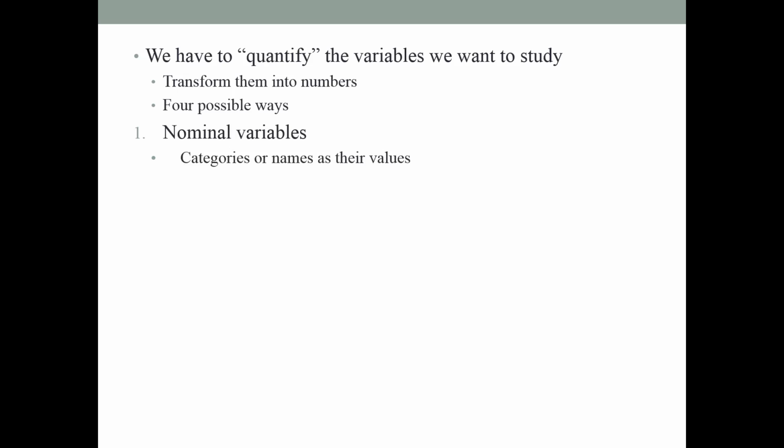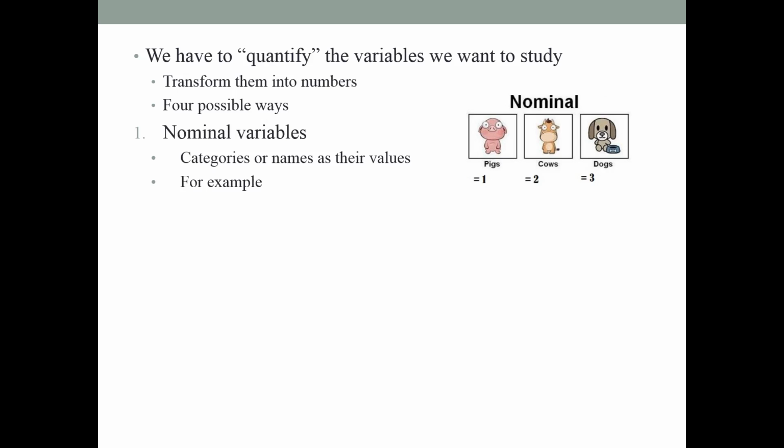So actually, let's talk about quantifying variables. We have to quantify the variables we want to study, in other words, transform them into numbers. There are 4 possible ways. Some ways are better than the others. Now, the first one is nominal variables, and those 4 ways are very important. Please remember. First one, nominal variables, in other words, categories or names as their values.